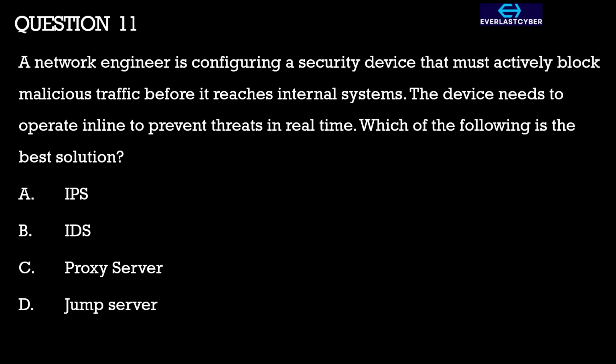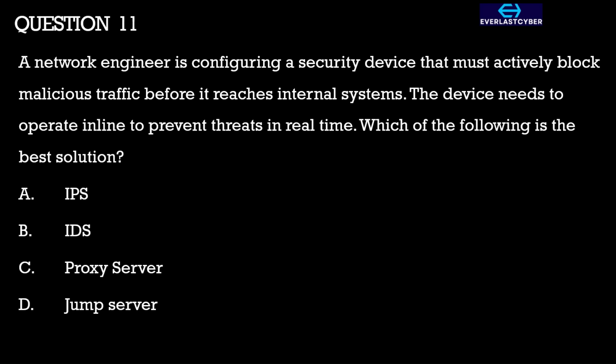IPS or Intrusion Prevention System monitors network traffic in real time, and because it is placed inline, it can actively block, drop, or reject malicious traffic before it reaches internal systems. IDS is a passive monitoring tool. It detects and alerts on suspicious traffic, but it does not block it because it is not inline.